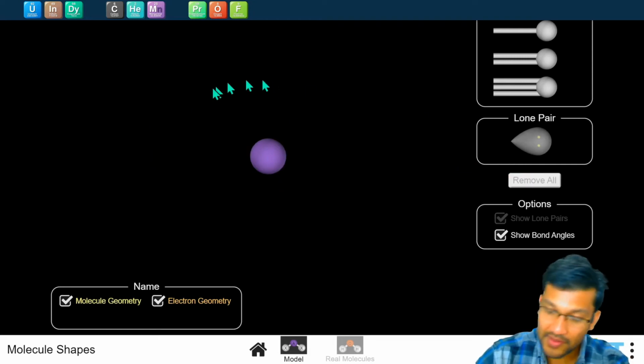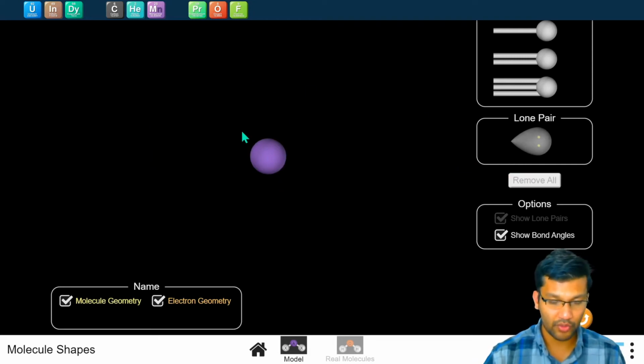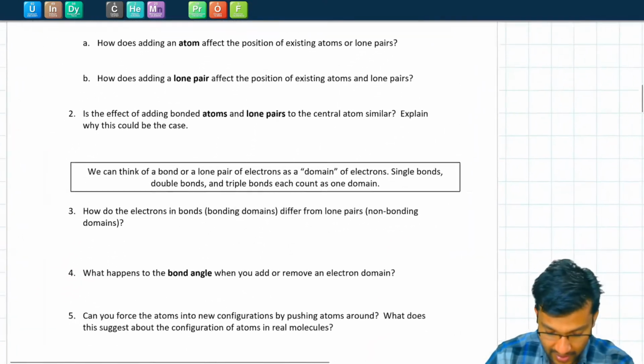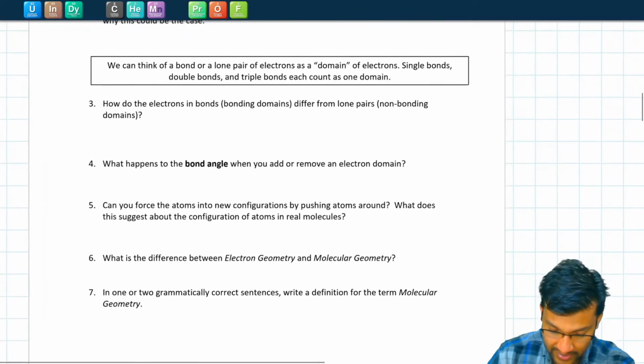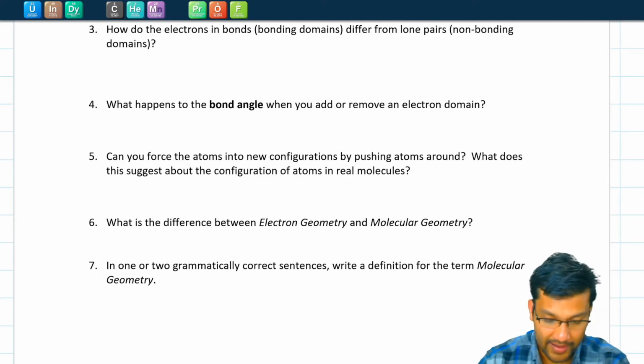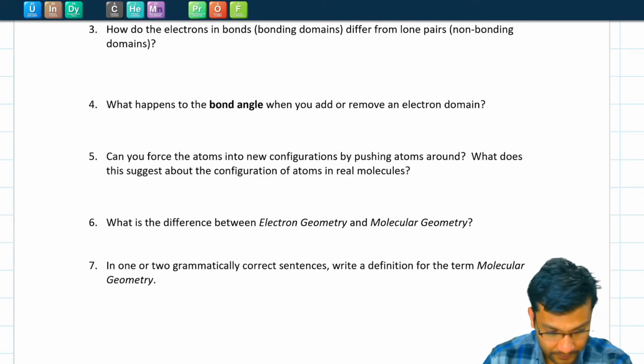We're going to use this to explore different types of molecular geometries, following the instructions on your lab handout. All of the instructions should be self-explanatory. If something seems confusing, please ask your instructor.